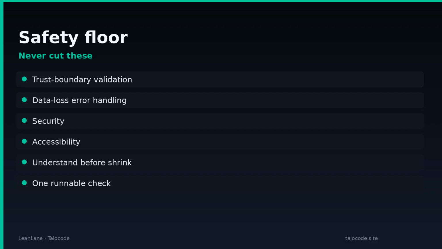Contrast the failure mode. Same ticket without leanlane. Agent adds a date library, a wrapper, Storybook stories, timezone helpers, and a feature flag. Diff is huge. Review stalls. Tokens were spent on ceremony. Leanlane exists to make the first path the default path.